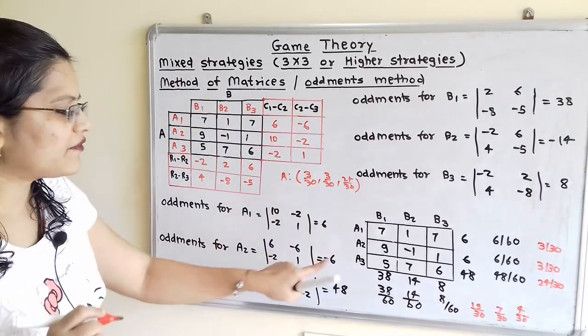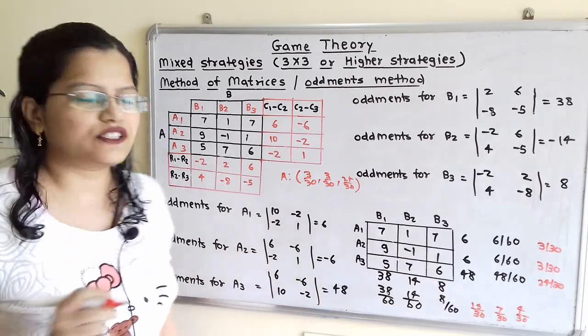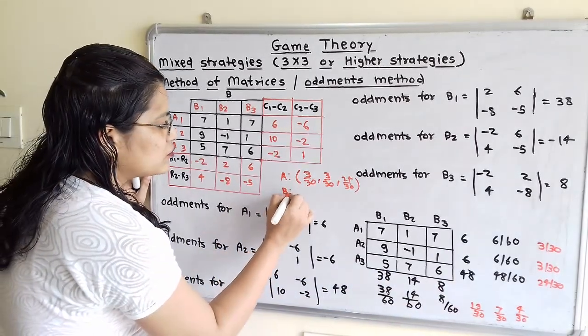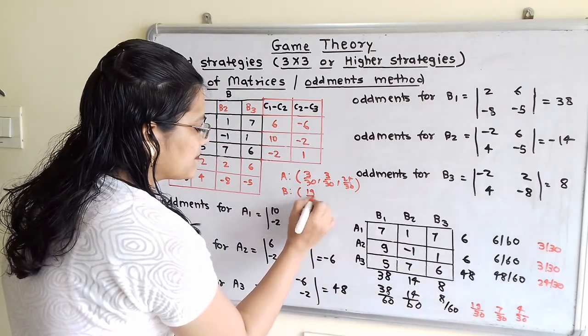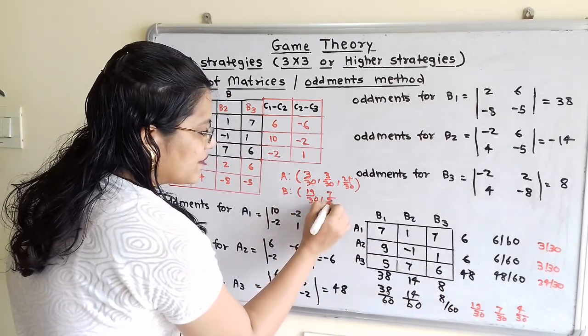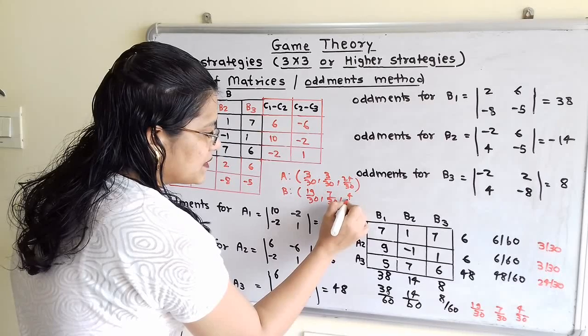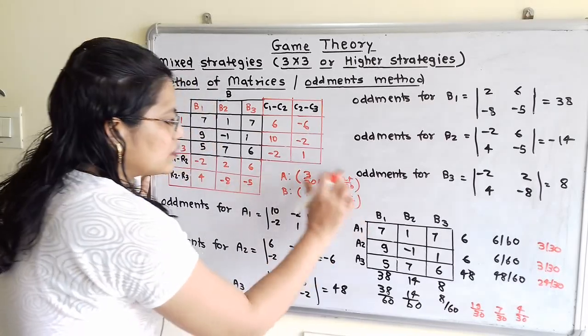Now in the same way we can write the optimal strategy for B. So B should choose strategy B1 for 19 by 30 times, strategy B2 7 by 30 times, and strategy B3 4 by 30 times. So this is the answer.